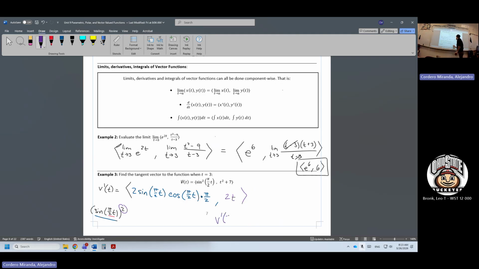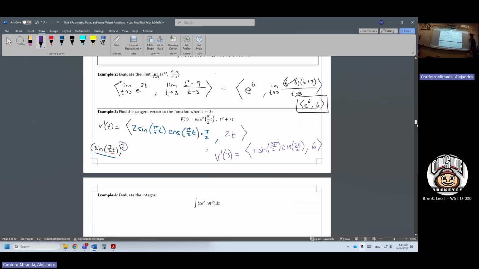So v prime of 3 would equal, let me just do it little by little, 3 pi over 2 times cosine of 3 pi over 2, comma 6. And then this is easy because cosine of 3 pi over 2 is 0. So you get something times 0, which is all 0. So that's equal to 0, comma 6.